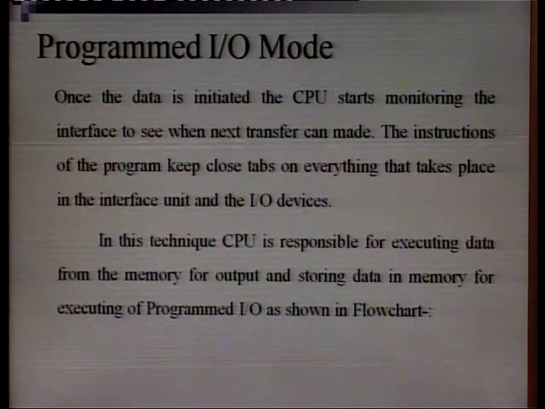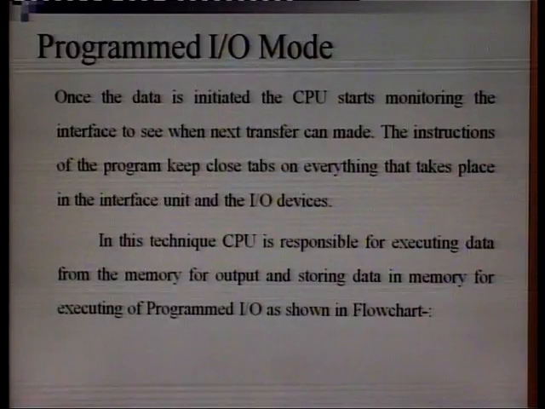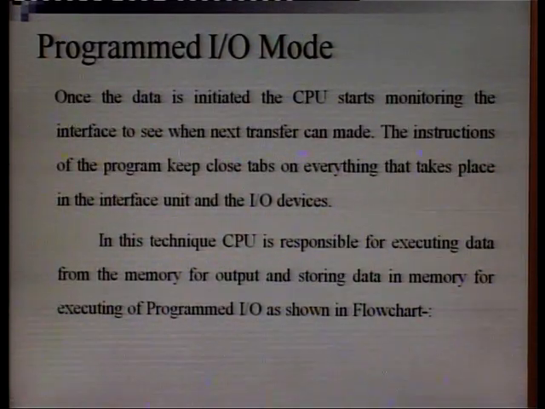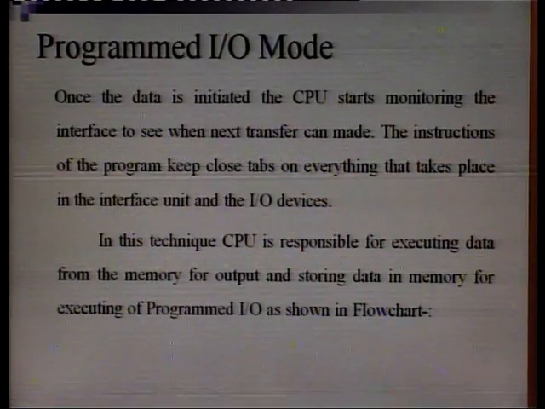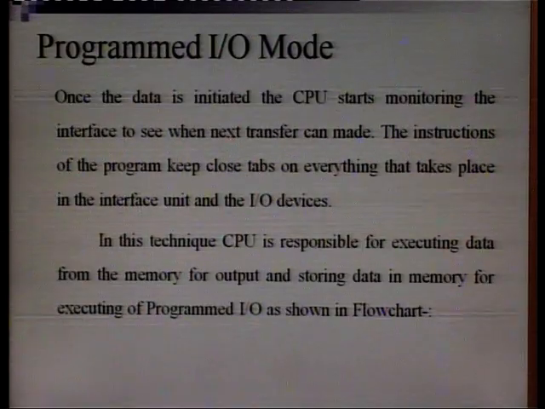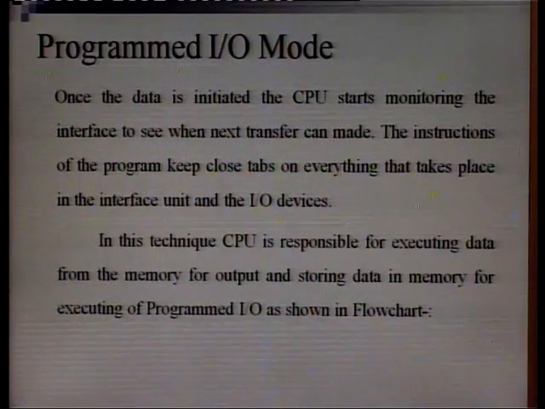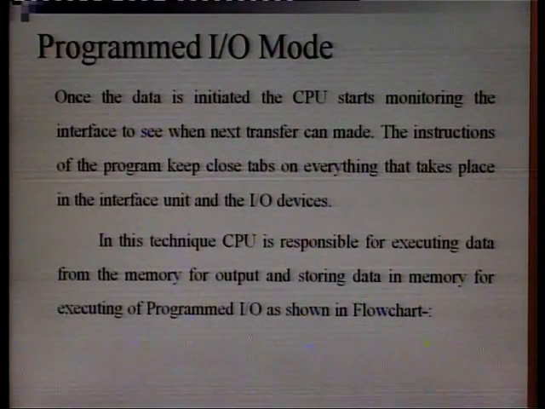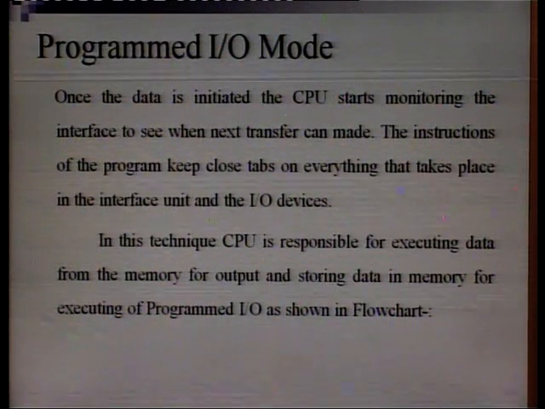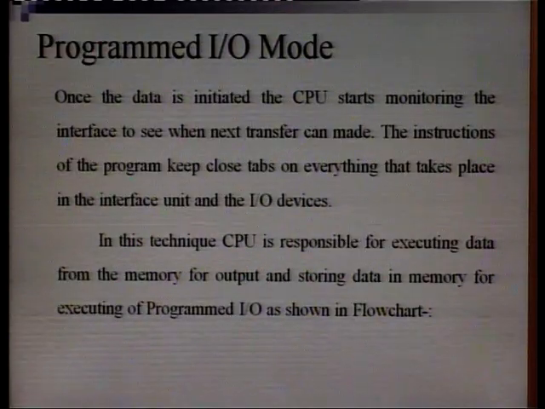Once the data transfer is initiated, the CPU starts monitoring the interface to see when the next transfer can be made. The instructions of the program keep close tab on everything that takes place in the interface unit and in the input output devices. So the CPU can't execute another program during the execution of this programmed input output mode, because the CPU is responsible for reading the data from the memory for output and storing the data into the memory.